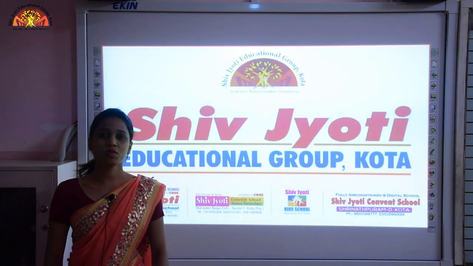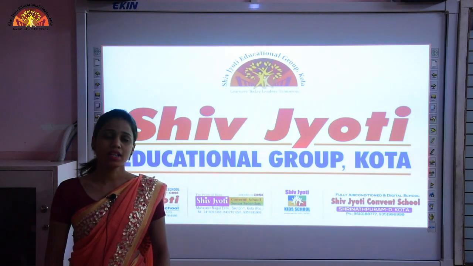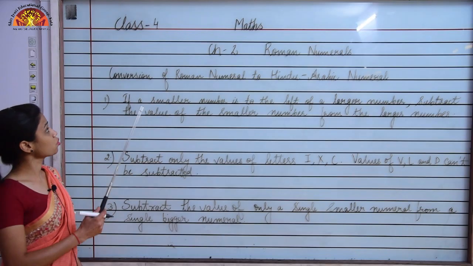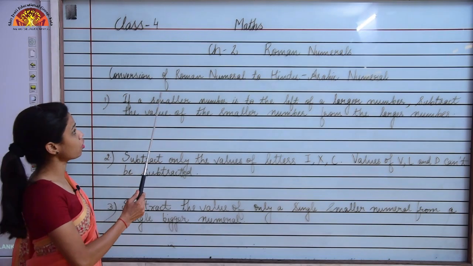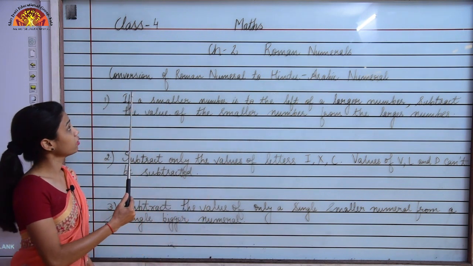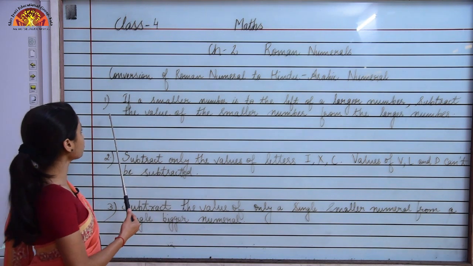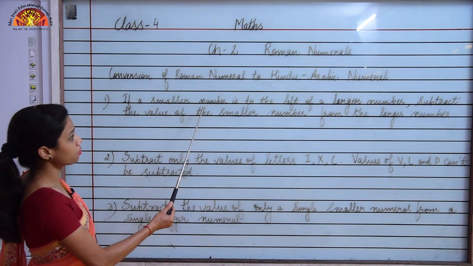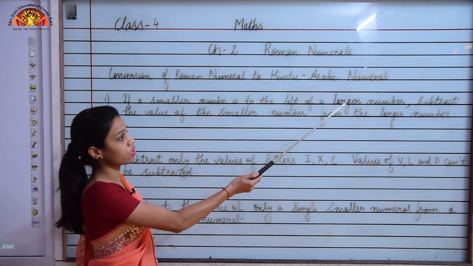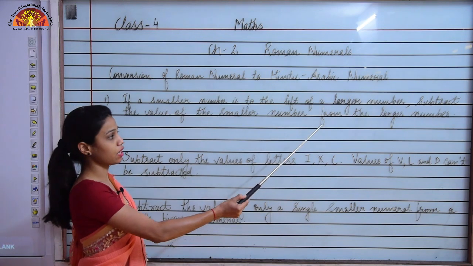Students, today in this video we are going to study the remaining part of chapter number 2, that is Roman numerals. Now students, let us study conversion of Roman numeral to Hindu Arabic numeral. Now this conversion we will study with the help of the rules. Now the first rule is, if a smaller number is to the left of a larger number, subtract the value of the smaller number from the larger number.